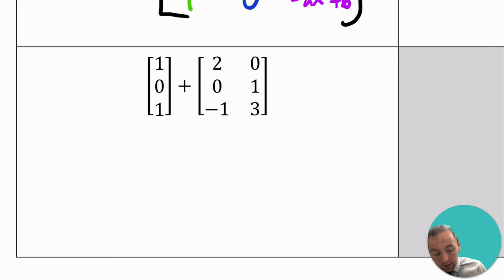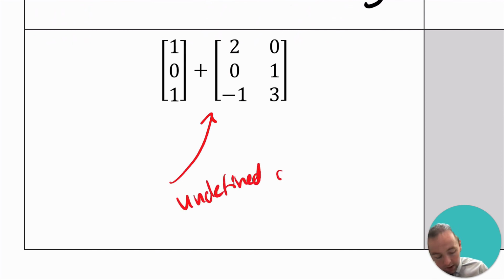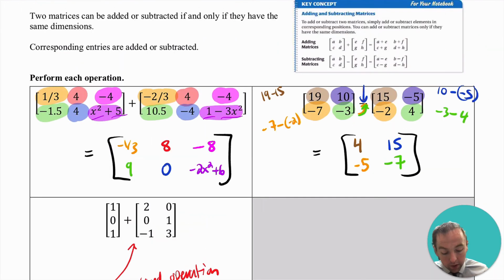And then this last problem looks interesting, and it's a little different than the prior two because the dimensions of the matrices are not the same. So it turns out that you're not able to perform this operation. This would be an undefined operation. In order to add and subtract matrices, they need to be exactly the same dimensions. So this would be impossible to do. It's something we're not able to get an answer for.